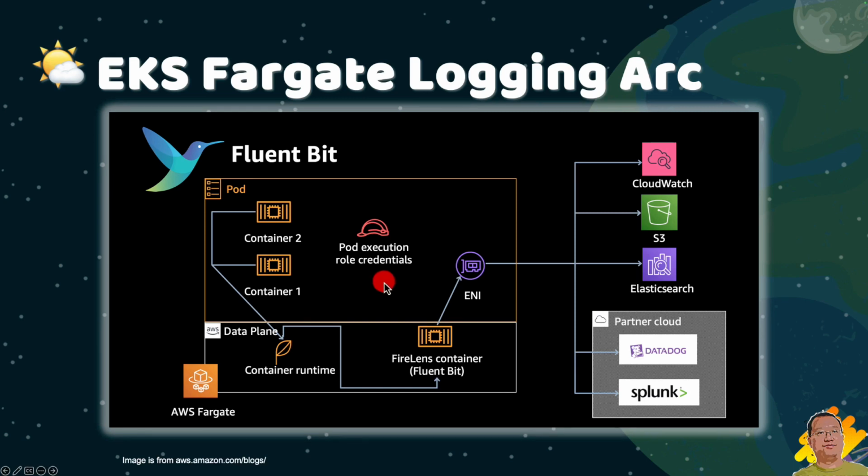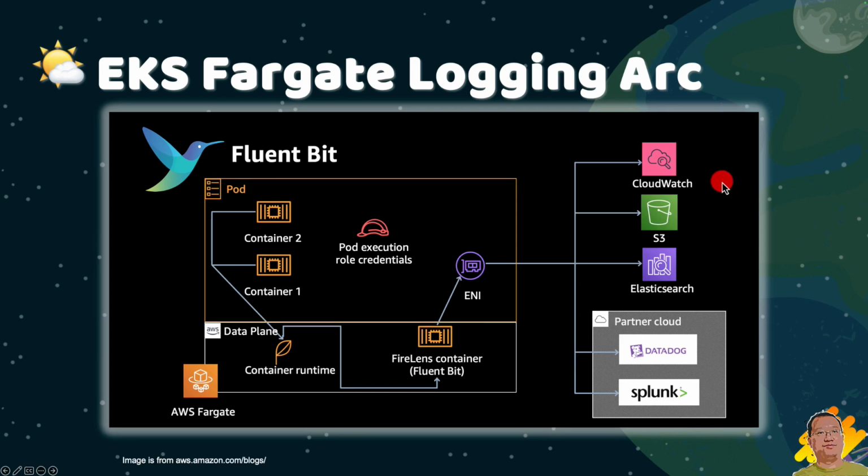Pod execution role credentials. These are like a special key that gives your pods permission to send logs. Elastic network interface. This is like a network cable that connects your pods to the outside world, allowing them to send logs out. Then there are the logging destinations.